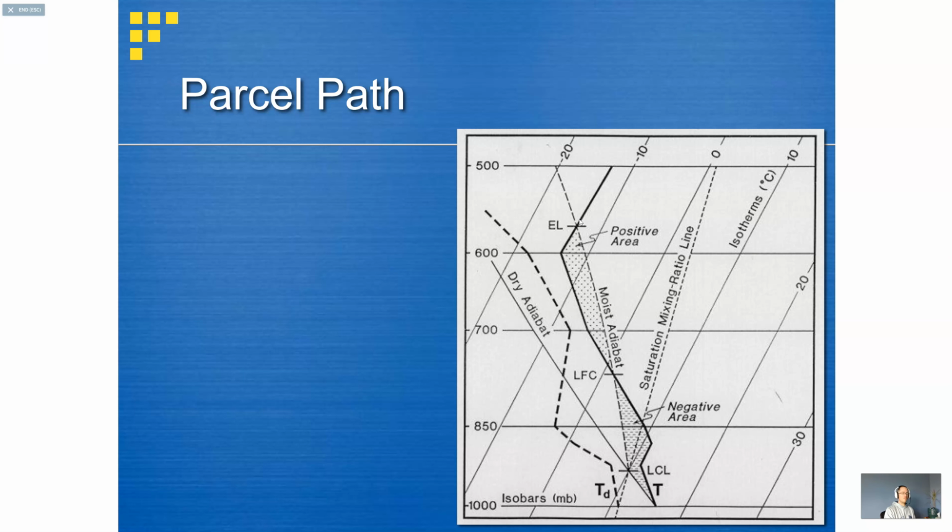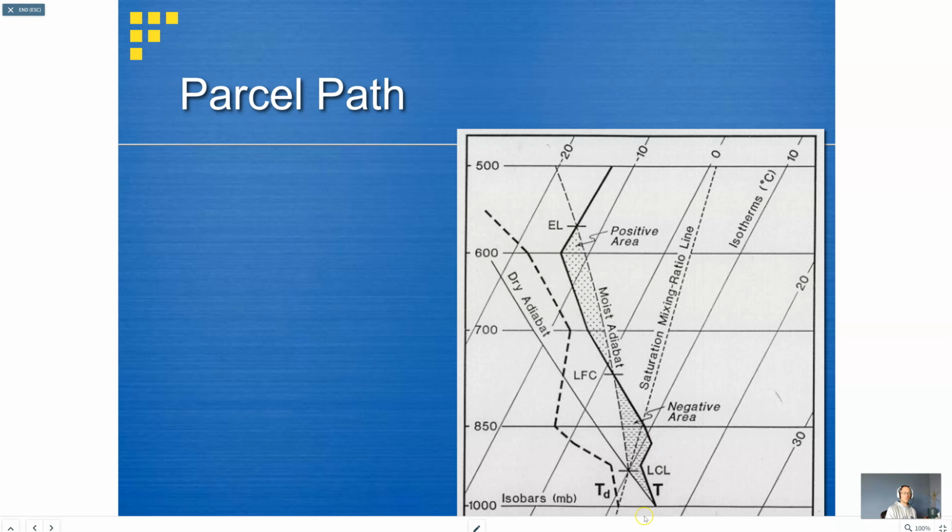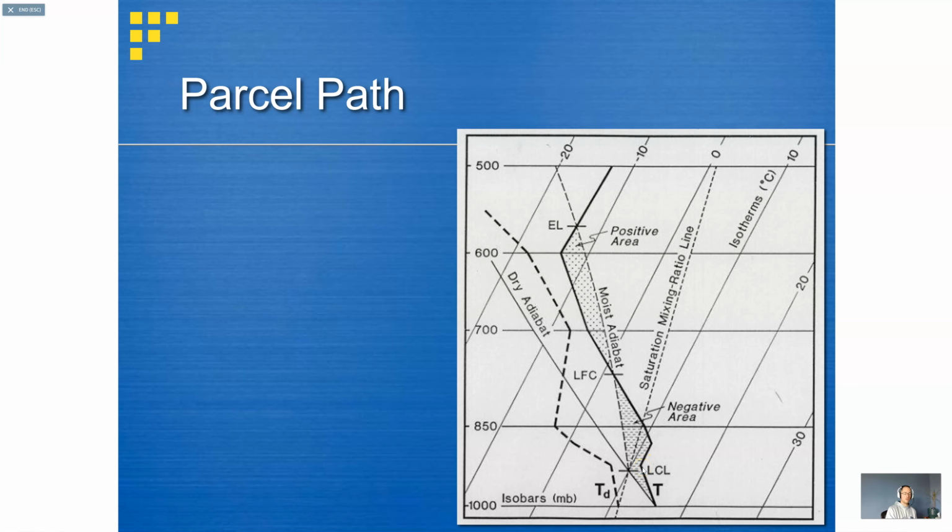There are going to be a couple of points at which we are quite interested in this intersection between our parcel and the environmental temperature. This diagram is signified by this solid black line, our dashed line being the dew point profile as we ascend in the atmosphere. Here we can see from the LCL up through the LFC, we have a parcel path that is to the left of our temperature profile, the environmental temperature.